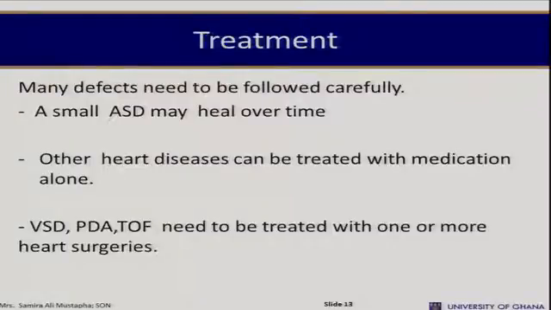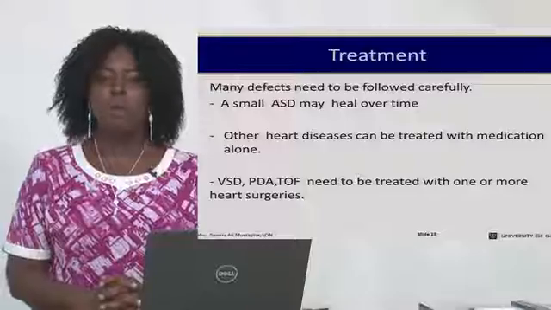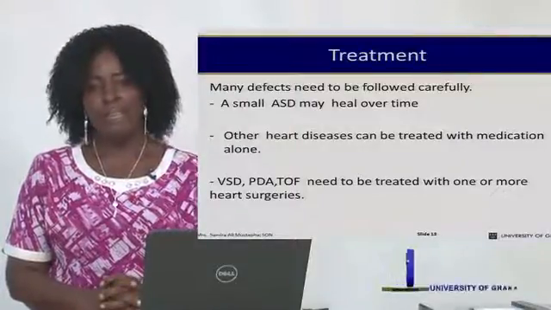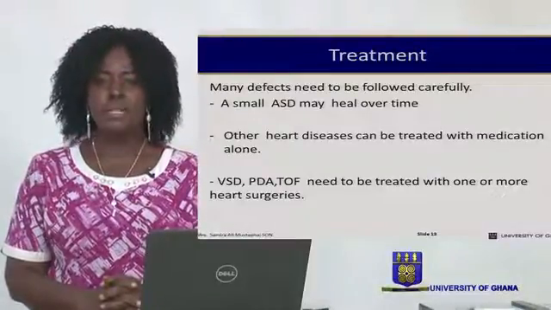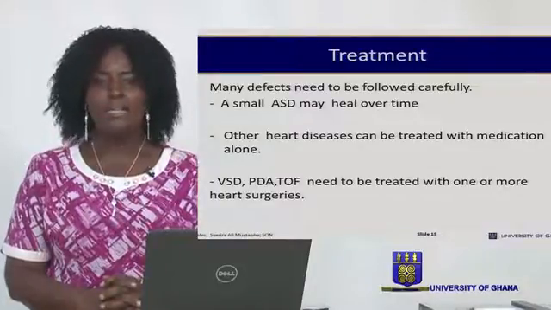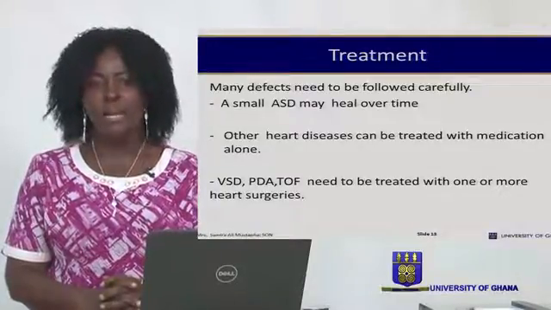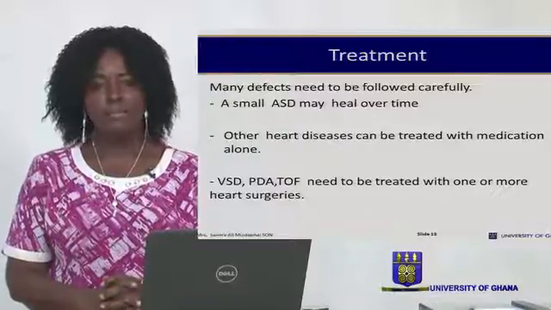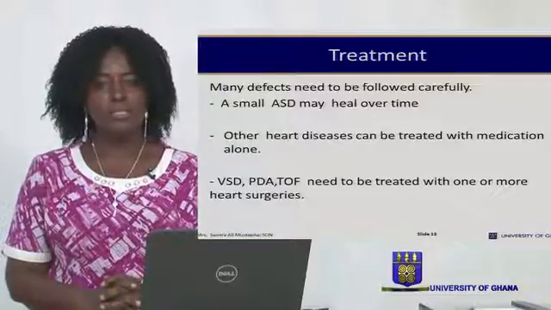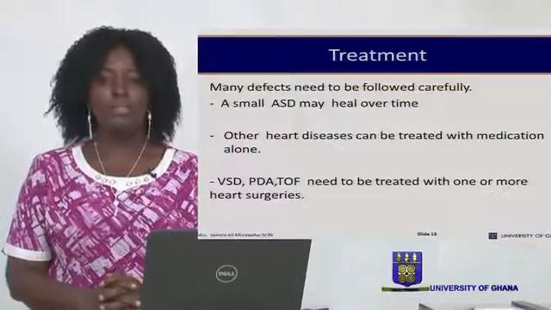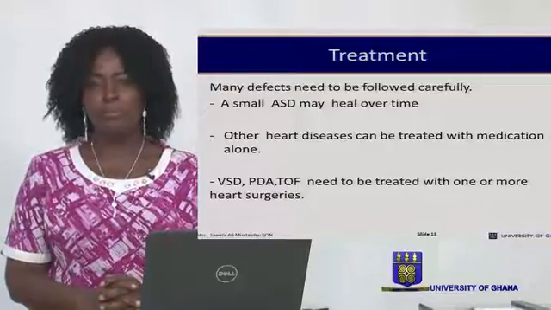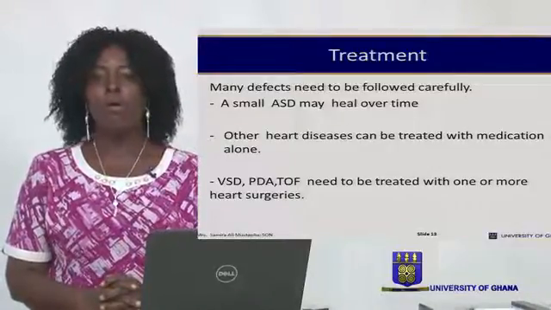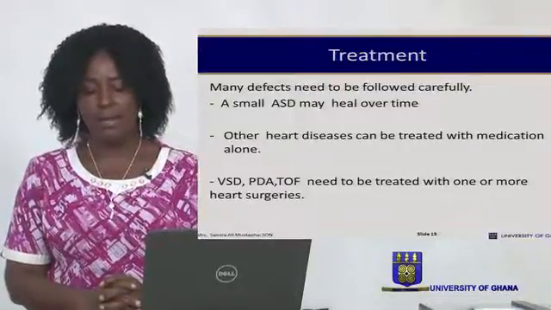Treatment, they may differ. Many defects need to be followed up carefully. A small atrial septal defect, ASD, may heal over time. Other heart diseases may be treated with medication alone, and others may require heart surgery, as we have in VSD, ventricular septal defect, patent ductus arteriosus, TOF, tetralogy of Fallot. They may require surgery. And depending on the magnitude of the problem, the surgery may be one time or more than one heart surgery may be required.